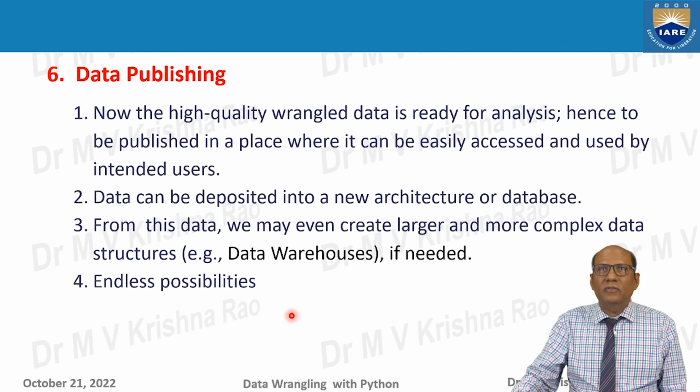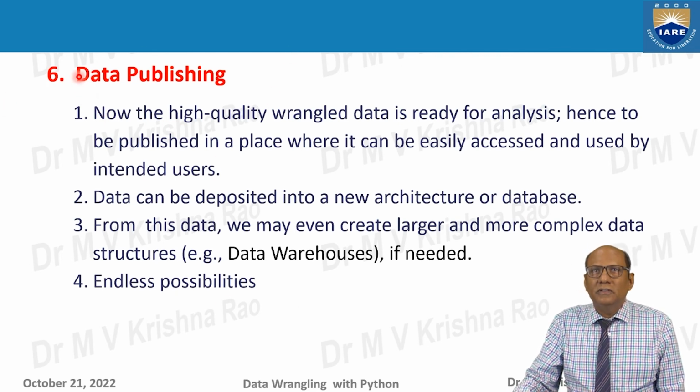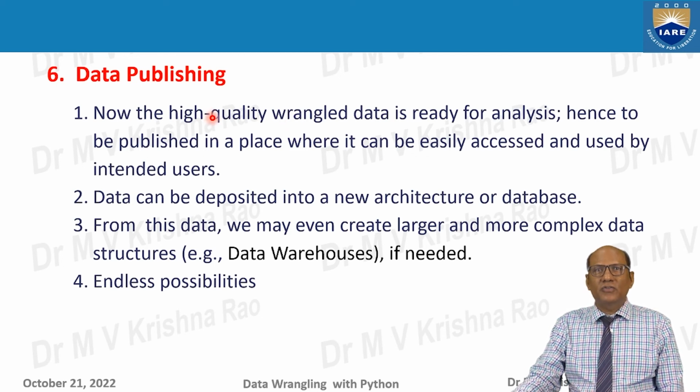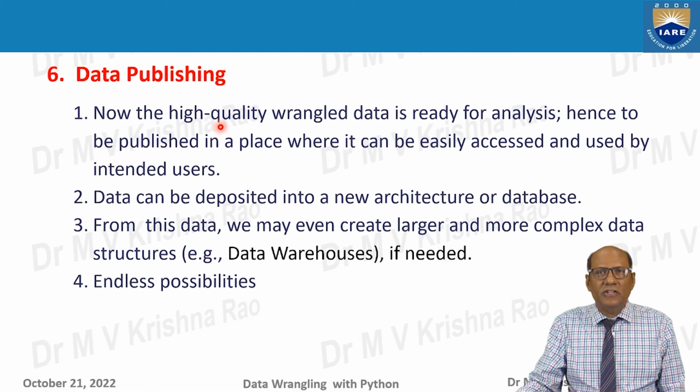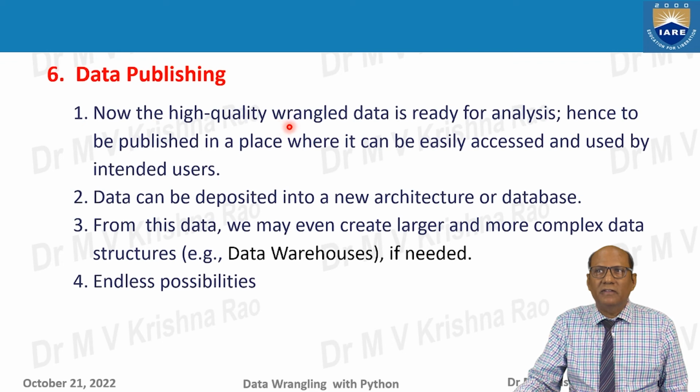Now I have to discuss the last step. Okay. Now the last step is data publishing. The high quality wrangled data. At this point, the data is totally available for me. It is free from outliers, free from inconsistencies, free from structural errors, free from missing values, free from duplicates. Everything is corrected. Now anybody can take this data for their analysis.